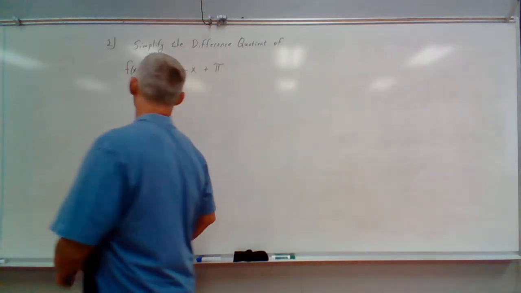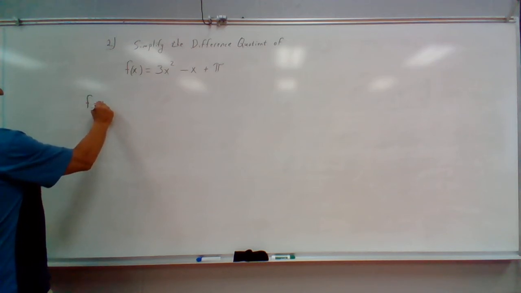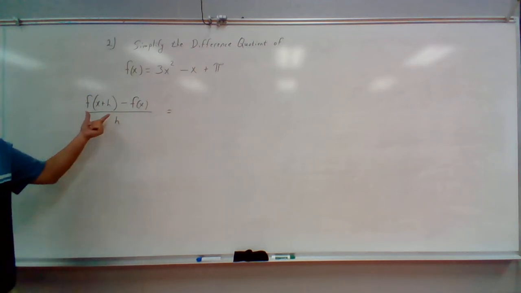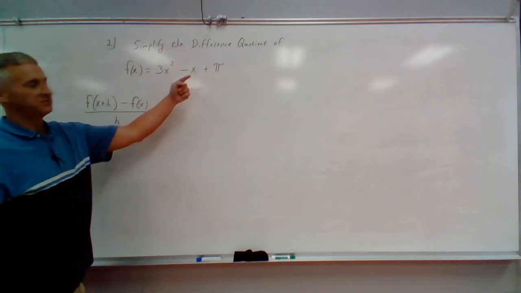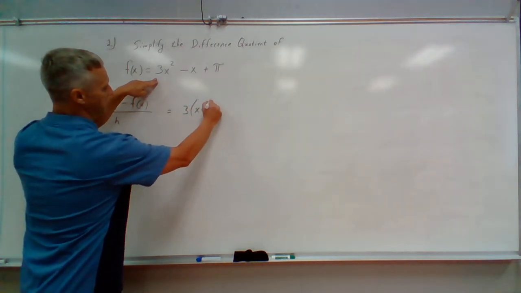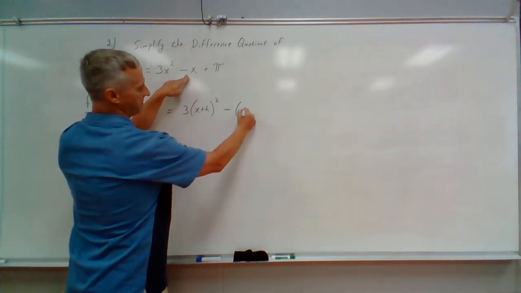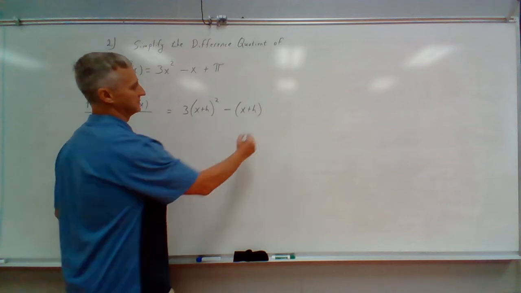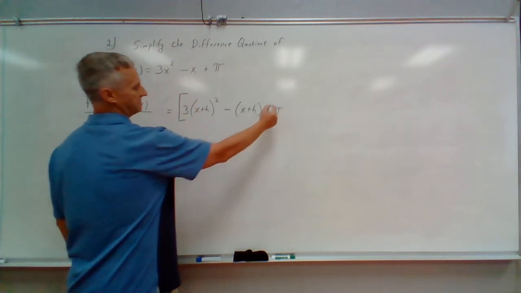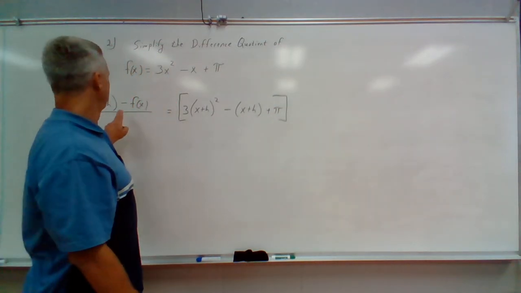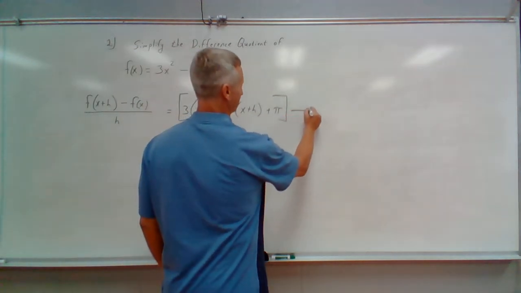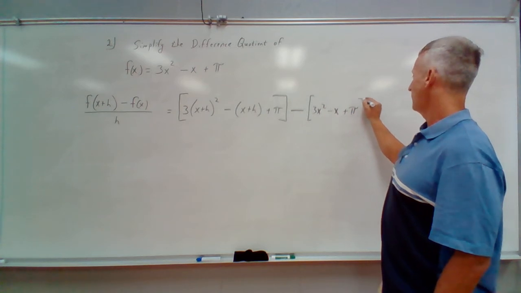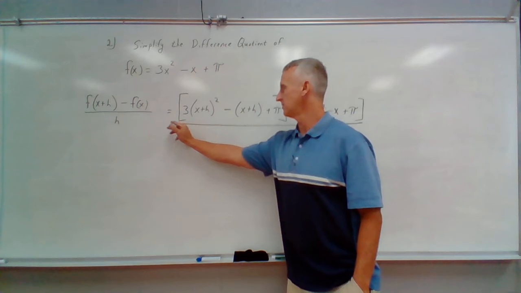All right, let's have a look. So the difference quotient is f of x plus h minus f of x all over h. Okay, for this problem, f of x plus h, I will plug x plus h in for x. So 3 times x plus h squared minus, very important to have these parentheses. You must have those parentheses around that because you have to subtract the whole entire thing. Plus pi. And we keep all that together. That's all f of x plus h. Now I'm going to do minus f of x. Minus f of x is 3x squared minus x plus pi. And that's all over h.